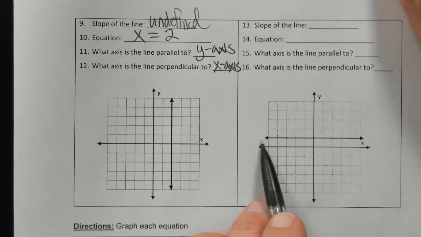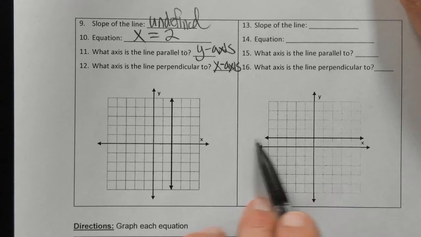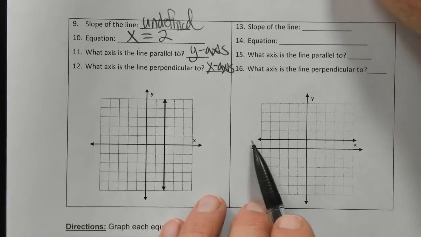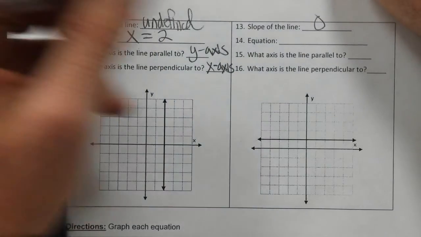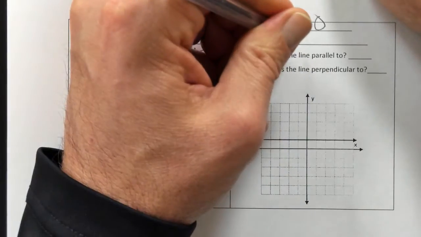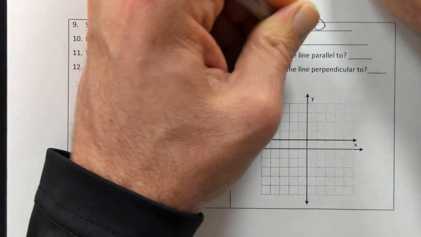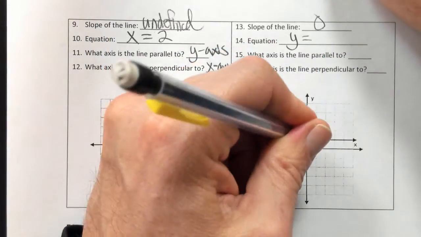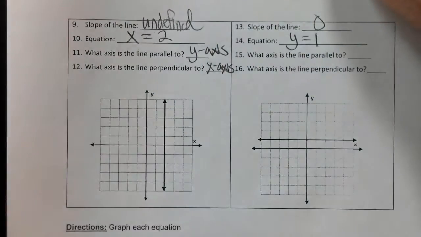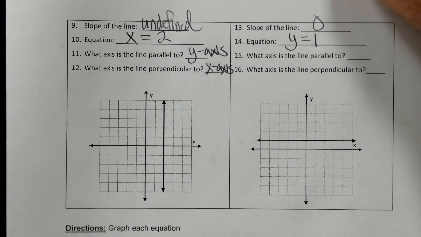Okay, so now we have a horizontal line, and we want to know the slope of that horizontal line. We know the slope of a horizontal line is 0. The equation, since it crosses the y-axis, is going to be y equals wherever it crosses. In this case, it crosses at y equals 1. So y equals 1 is going to be the equation.